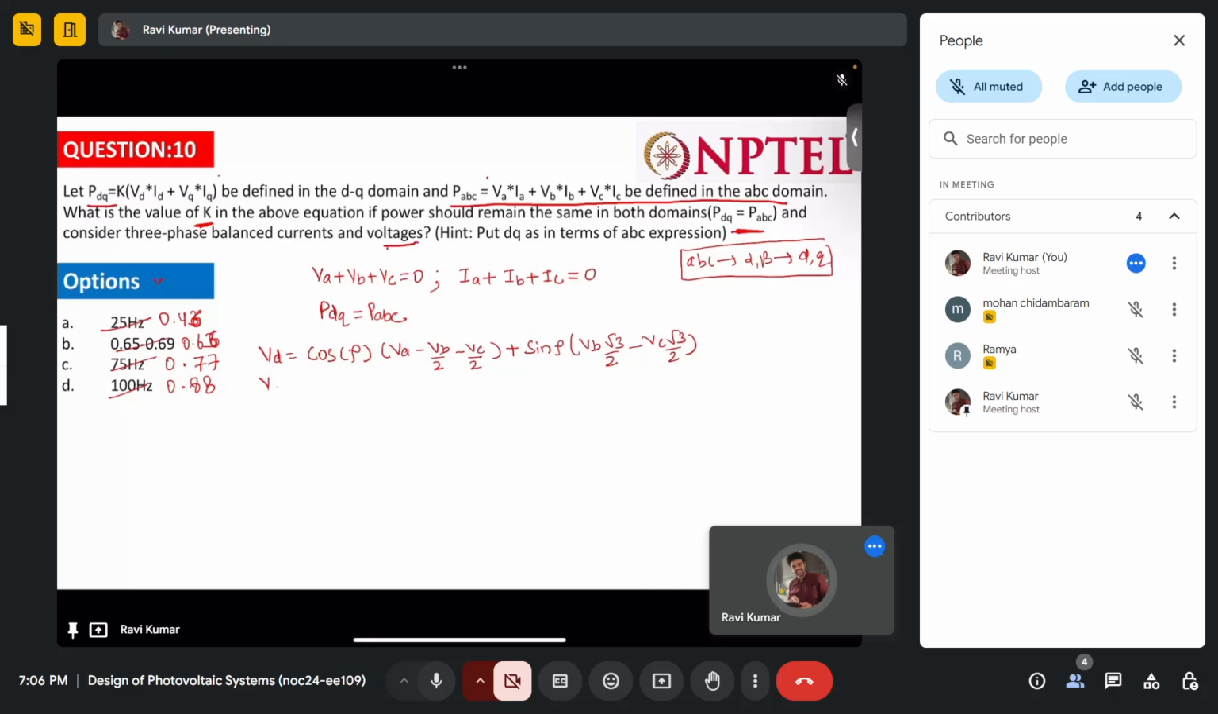Similarly, for VQ, it's like minus sin rho times (VA minus VB by 2 minus VC by 2) plus cos rho times (VB root 3 by 2 minus VC root 3 by 2). Similarly, change V with I, and you will get the equation for current as well.